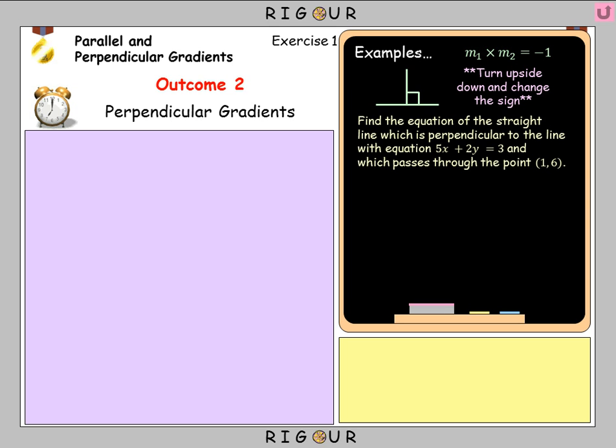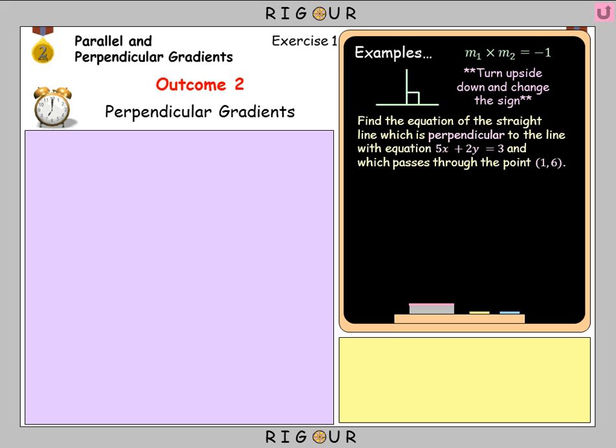So here's a typical higher maths question. Find the equation of the straight line which is perpendicular to the line with equation 5x + 2y = 3 and which passes through the point (1, 6). So again the key information is the word perpendicular, the equation and the point.